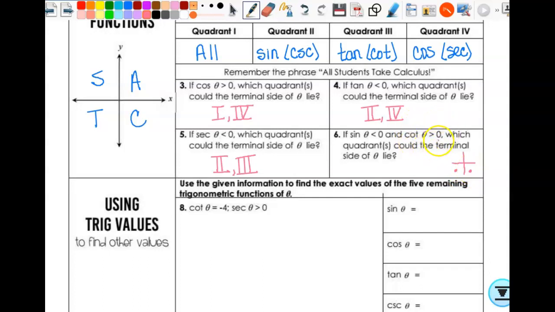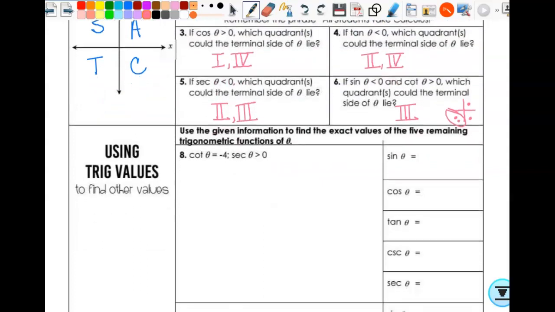Cotangent is positive. So cotangent's a reciprocal of tangent. Tangent's positive in the first quadrant and the third quadrant. So when I'm looking for the quadrant where both of these things happen, it's the one that's going to have the 2 dots in it, and the answer is quadrant 3. Okay, and I'll show you how that's going to apply to what we're doing here. It says, use the given information to find the exact values of the 5 remaining trigonometric functions of theta. So we are given cotangent.